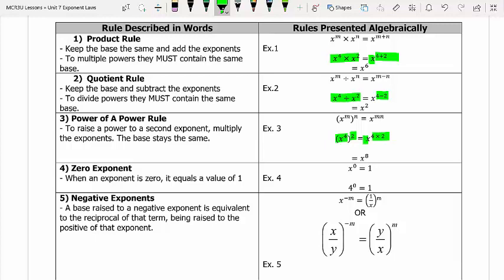And a couple other extras. When you have a base raised to the exponent 0, see this, x to the power of 0. Anything to the power of 0 is 1. Remember that. So even if I had 4 million and I raised it to the power of 0, the answer there is 1.